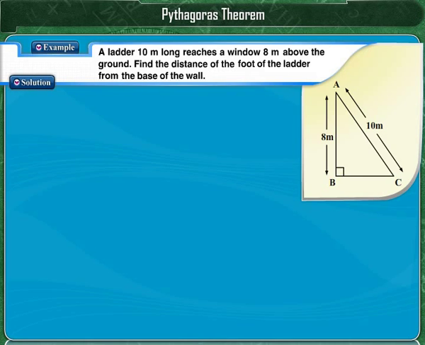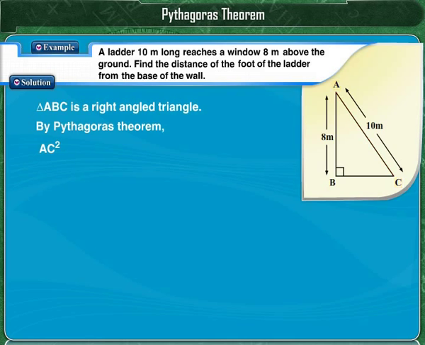For solving this problem, first, draw a figure representing the given data. Triangle ABC is a right-angled triangle in which AB is the height of the window from the ground. AC is the ladder and BC is the distance of the foot of the ladder from the base of the wall. By applying Pythagoras theorem, we get AC squared is equal to AB squared plus BC squared.